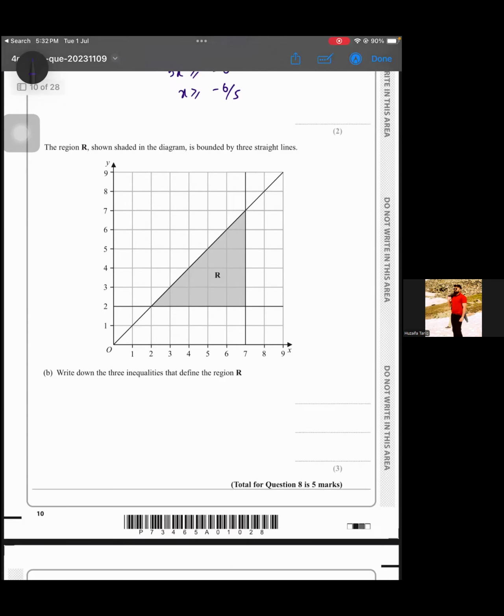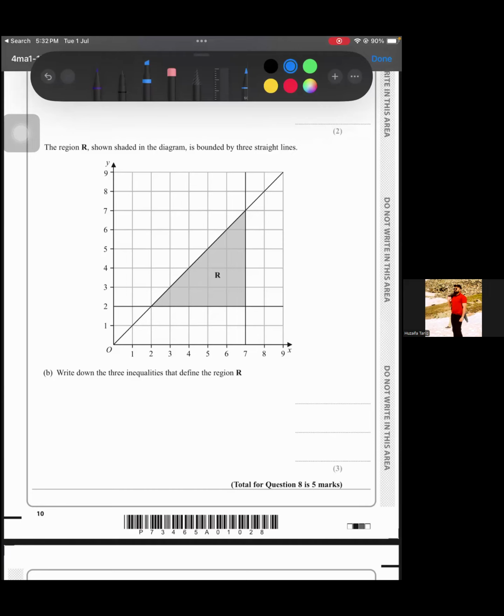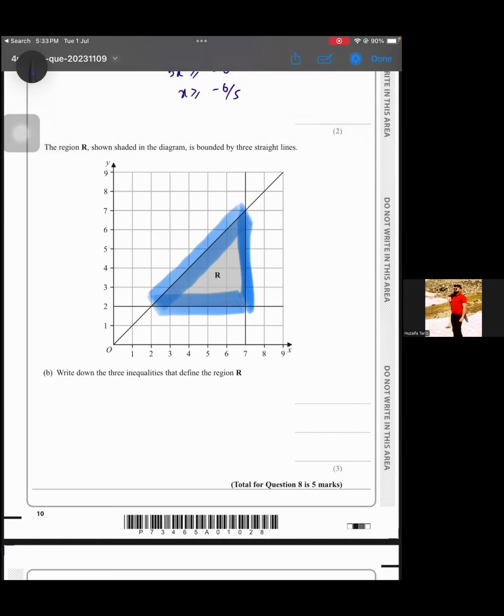For the second part, we have to identify that there are 3 boundaries which are covering your shaded part. If we name the first one line number 1, this one line number 2, and this one line number 3. Line number 1 and 2 are vertical and horizontal, which consist of one variable only. Line number 1 is a vertical line, which means it belongs to x. So it will be x is less than or equal to 7. Since it's a solid line, we have to mark down the equal sign. Then the second one is y is greater than or equal to 2.